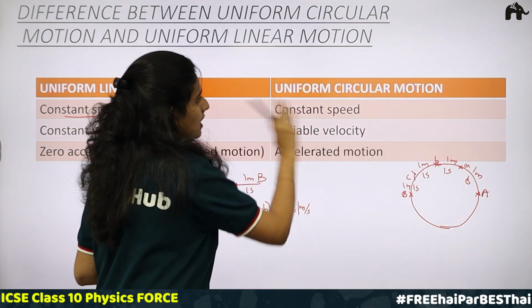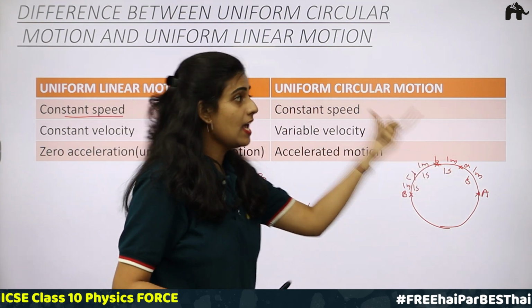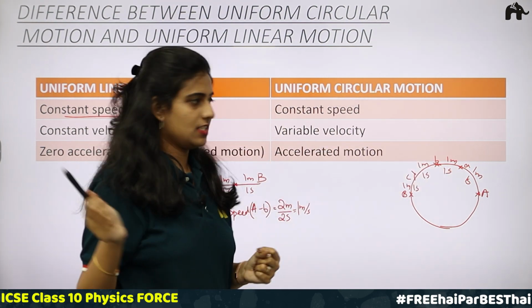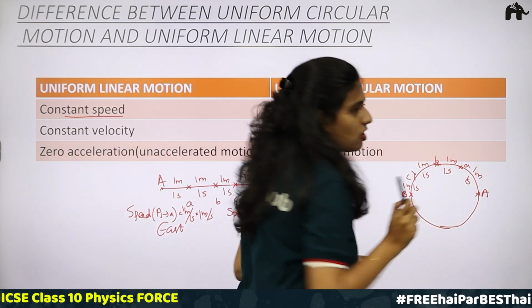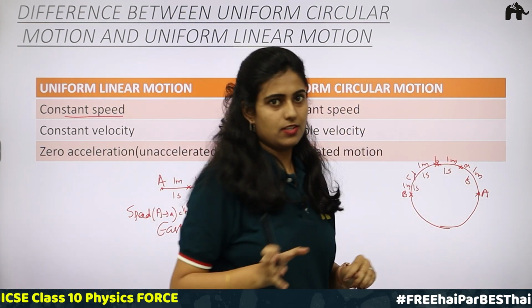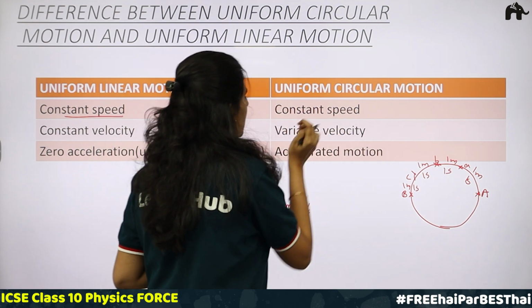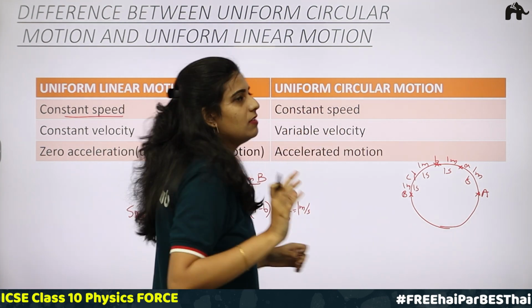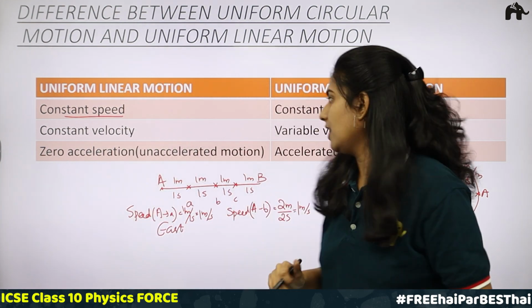We have discussed in detail uniform circular motion and why there is variable velocity. At different points, when you draw a tangent, you get the direction of motion, and the direction of motion is different even though the magnitude is the same. Therefore, it has variable velocity or non-uniform velocity.